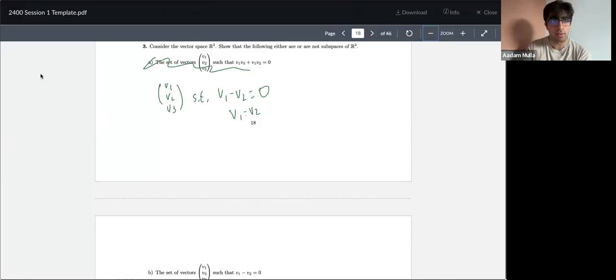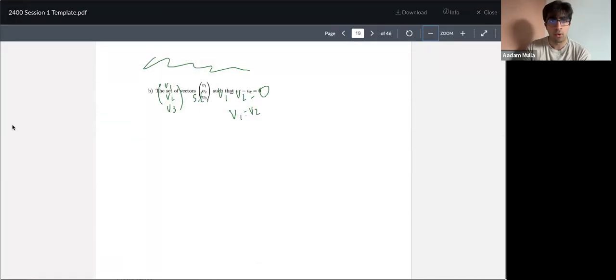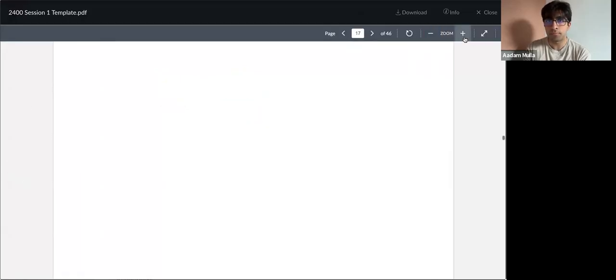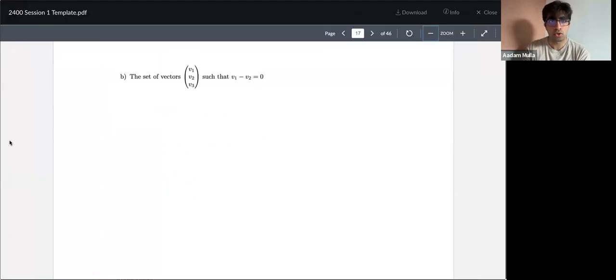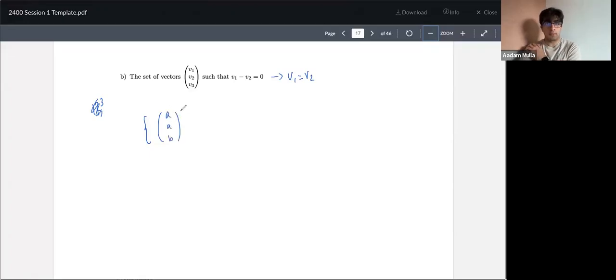Now let me go down to here so I can write it here. Let me clear and zoom in one sec. We know V1 minus V2 equals 0, so this pretty much implies that V1 has to equal V2. Our original vector space is R3, but we're looking at a specific case where our vectors are of the form A, A, B, where the first 2 elements are equivalent.